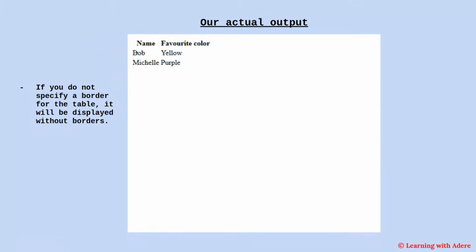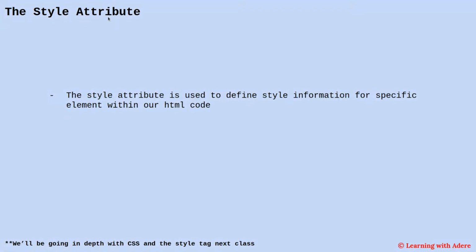The thing to think about with tables in HTML is that if you don't specify a border for the table, it will be displayed without borders. So you actually have to specify a border for the table. To create a border for your table in HTML, you need to use the style attribute. The style attribute is used to define style information for specific elements within our code. We're not going to get into this too much now. This is more of just using it so we can get that effect. Because styling our work is a whole other topic, and we're actually going to be covering that next class. That can be its own whole class.